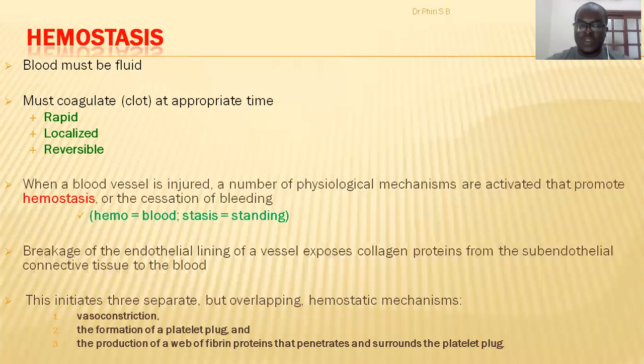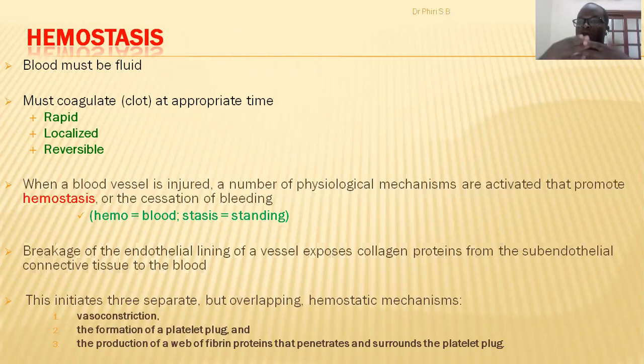So you have formation of the platelet plug, and then after that, you have the production of a web of fibrin protein that penetrates and surrounds the platelet plug. So after aggregation of platelets, you have the conversion of fibrinogen to fibrin. This is where the coagulation cascade, or the coagulation pathways, the intrinsic and the extrinsic, come in.